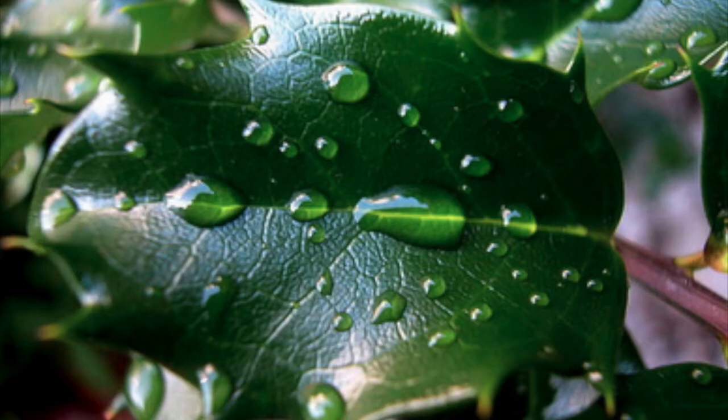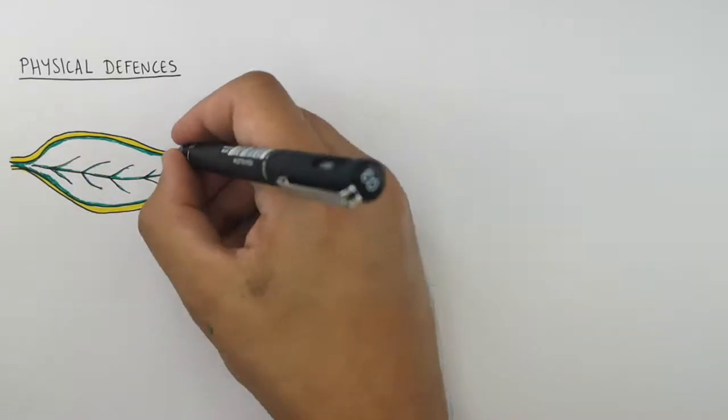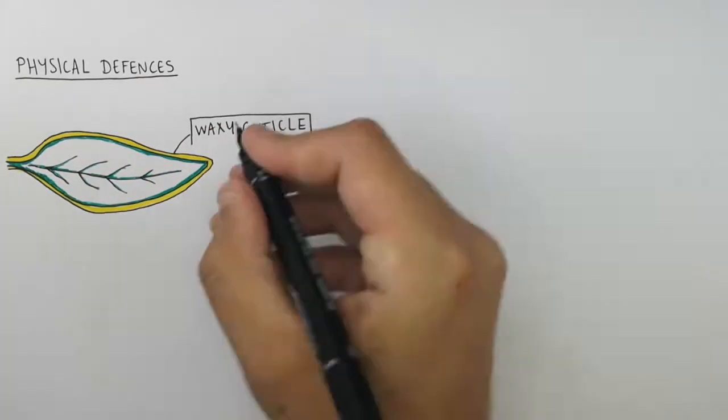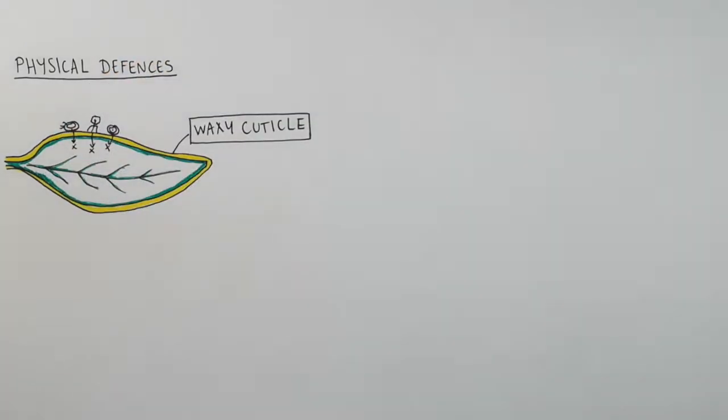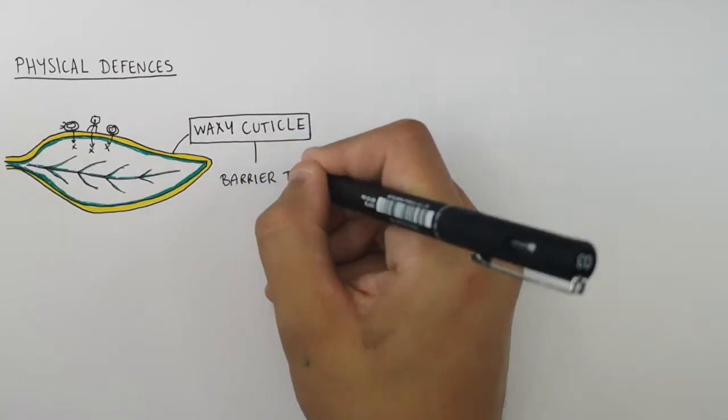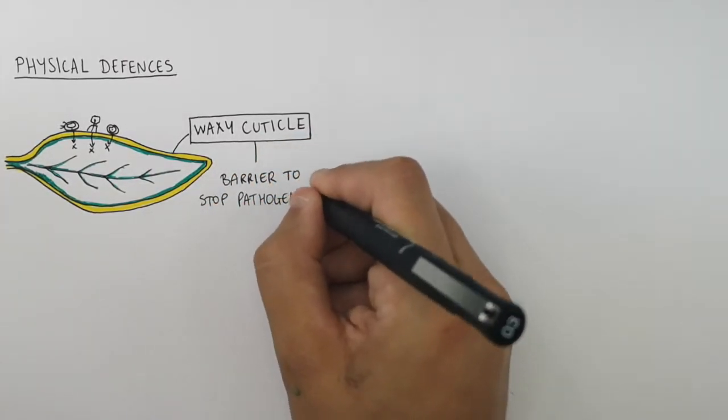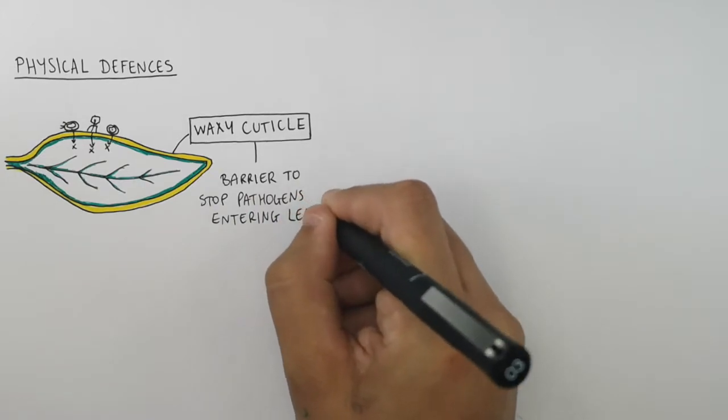The first physical defense we're going to look at is the waxy cuticle. The waxy cuticle is a waxy layer on leaves. This prevents pathogens from entering the leaf.